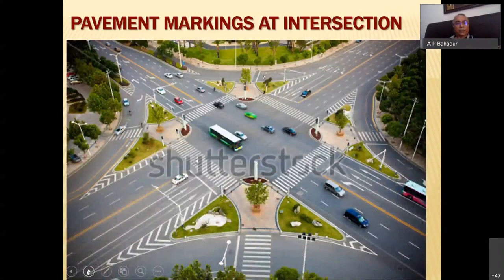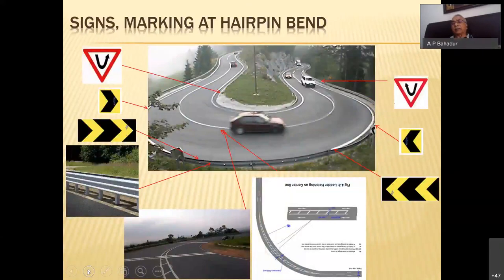Now for hill roads, the most common condition is the hairpin bends. Normally here, I have found personally that in developed countries like the US, there are very, very few hairpin bends, especially on the major roads.